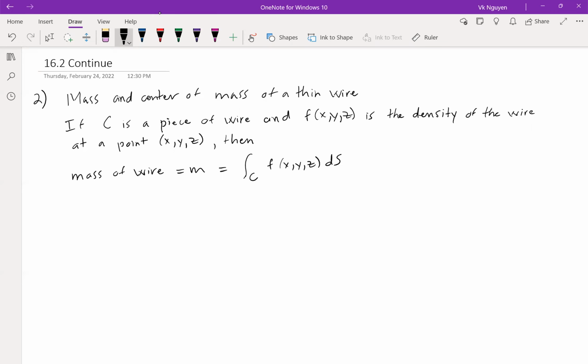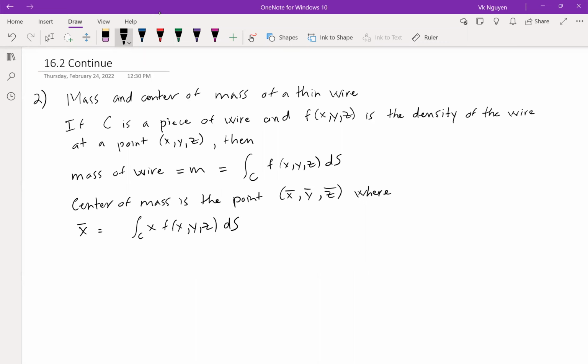And then we can also figure out the center of mass, (x bar, y bar, z bar), where x bar is very similar to what we did in the previous chapter: the integral of x f(x, y, z) ds, and then you divide by the mass. So y bar is going to be the integral of y f(x, y, z) ds, and z bar is, one over m.